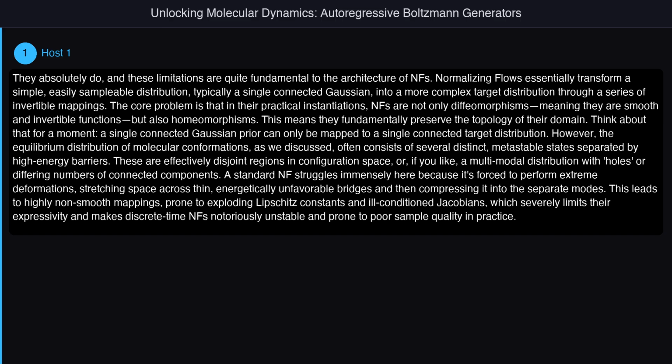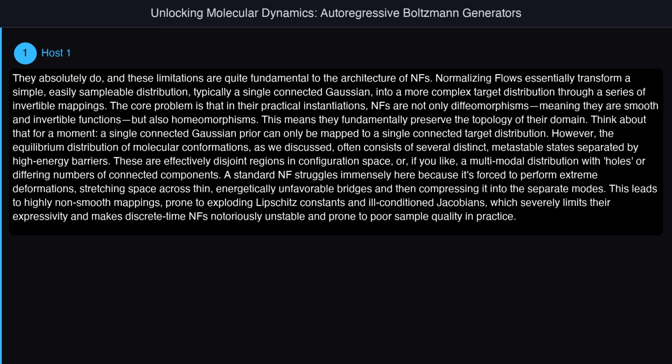Think about that for a moment. A single connected Gaussian prior can only be mapped to a single connected target distribution. However, the equilibrium distribution of molecular conformations, as we discussed, often consists of several distinct, metastable states separated by high-energy barriers. These are effectively disjoint regions in configuration space, or, if you like, a multimodal distribution with holes or differing numbers of connected components. A standard NF struggles immensely here because it's forced to perform extreme deformations, stretching space across thin, energetically unfavorable bridges, and then compressing it into the separate modes.